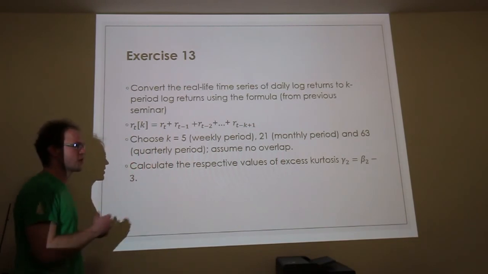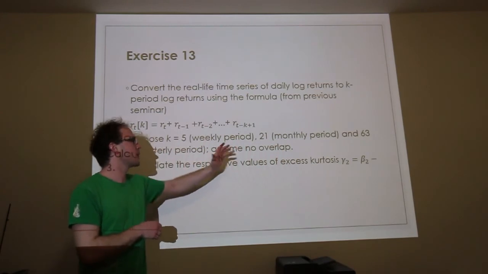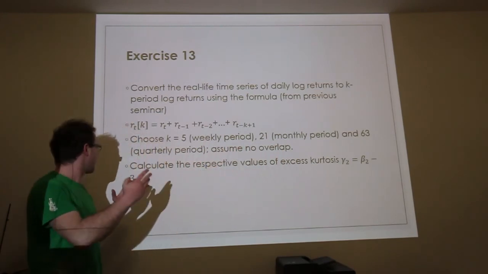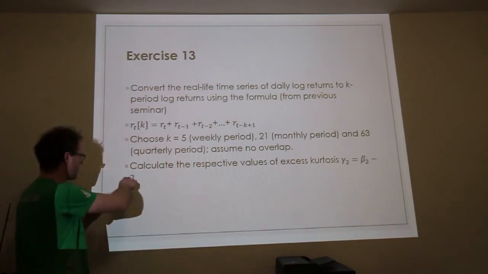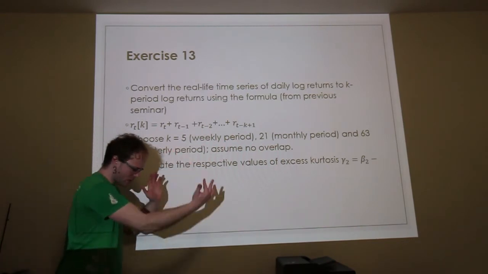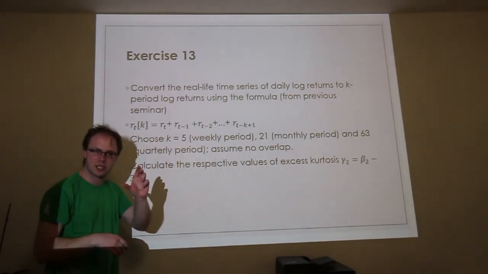Calculate the respective values of excess kurtosis gamma 2, and you remember that gamma 2, excess kurtosis, is beta 2 minus 3. Beta 2 minus 3 was a part of the Jarque-Bera test.